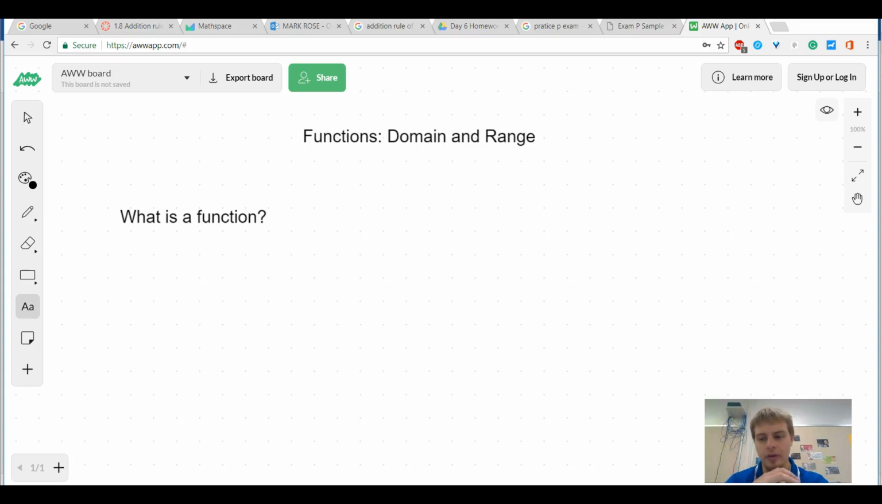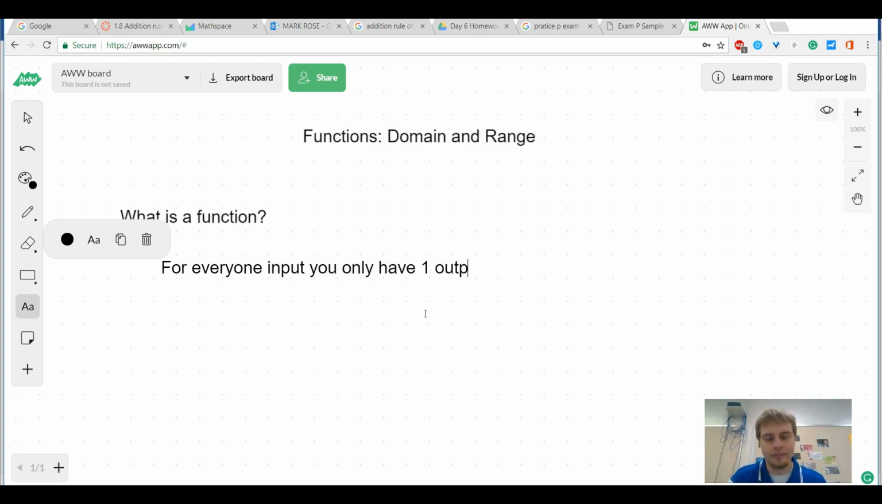Okay, so we're going to start our first unit, and our first unit is on functions. And so when we're talking about functions, I guess the first question is, what is a function? So we're going to try to answer that question. A function is this: for every input, you only have one output. That is the definition of function. So when you put in one thing, only one thing comes out.